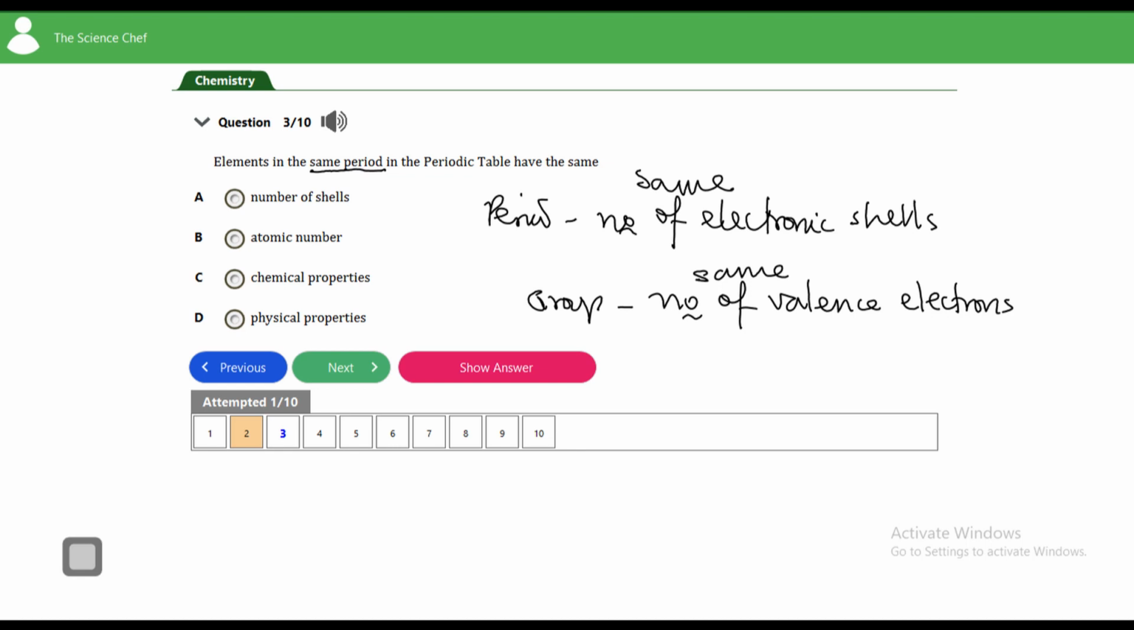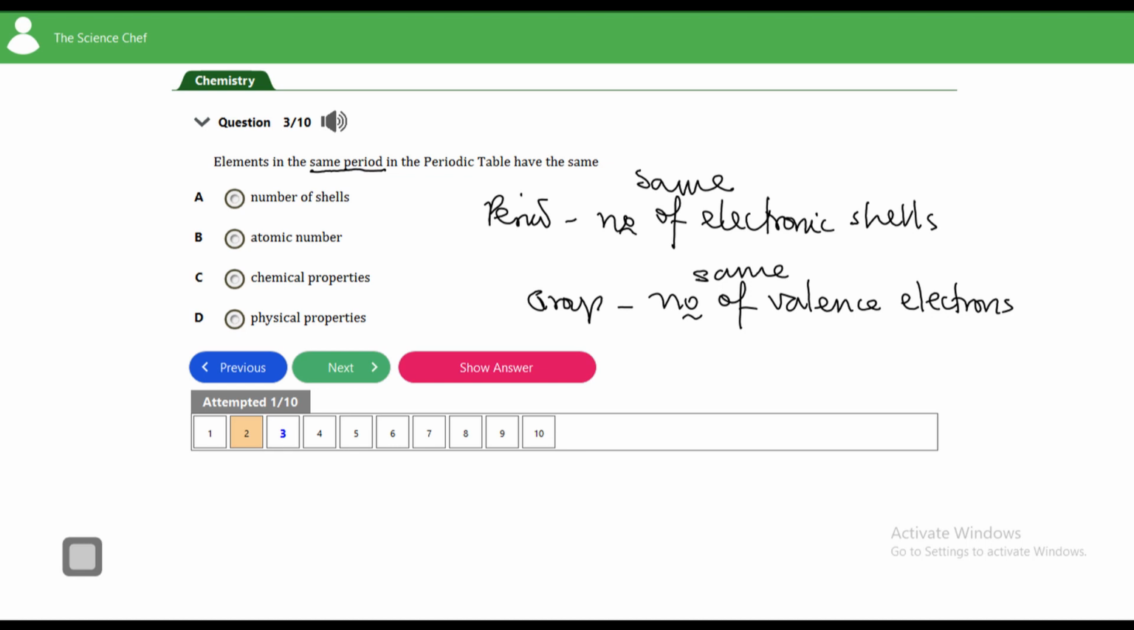Then, period. Elements in the same period have the same number of electronic shells. And as you move across the period from left to right, you move away from metallic properties to non-metallic properties, right? So the answer to this question is obviously A, which is number of shells. It cannot be atomic number, because the arrangement of elements in the periodic table is based on an increasing atomic number. So there's no way elements in the same period can have the same atomic number. If the atomic number of the element does not change, right, it means that the element too has not changed, right? Because it's the atomic number that defines an element.